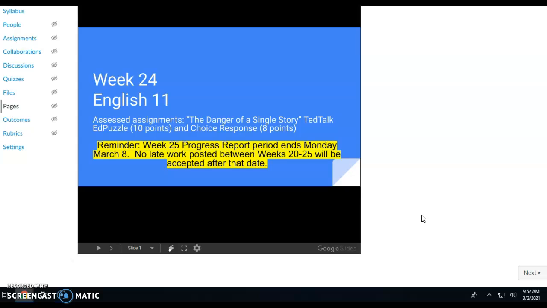Just a reminder that the week 25 progress report period ends Monday, March 8th. Any work posted between weeks 20 to 24 will not be accepted after that date. So anything up until that date needs to be submitted in order to earn credit.